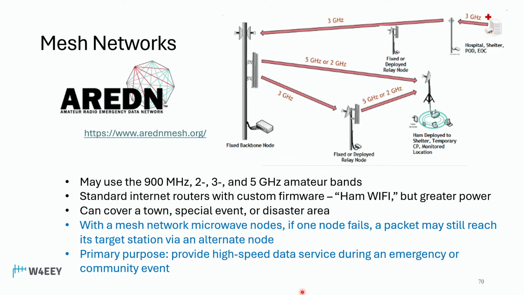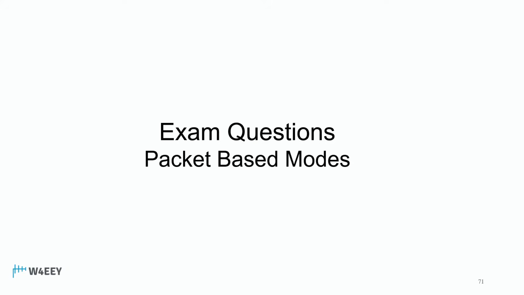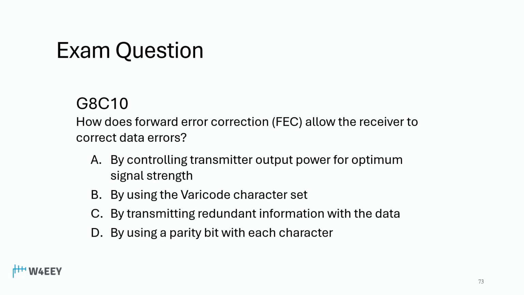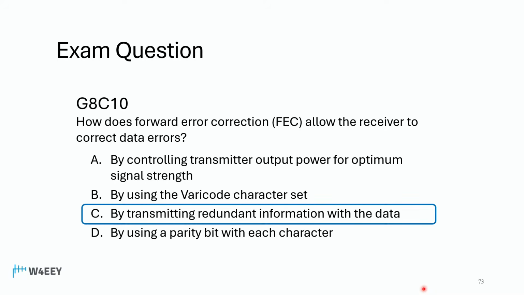And of course, there's a couple of pool questions. All right. Packet-based mode questions. What part of a packet radio frame contains the routing and handling information? Charlie, it's the header. How does forward error correction allow the receiver to correct data errors? It's Charlie, by transmitting redundant information with the data.